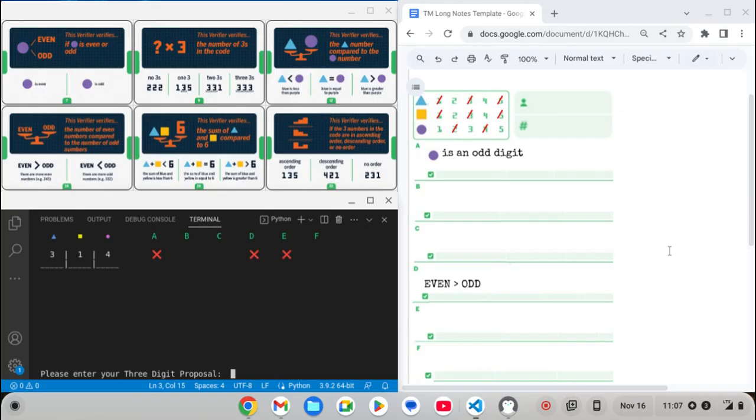So let's go ahead and type that up in our notes in section E. And that again is that triangle plus square must be either equal to or greater than 6.